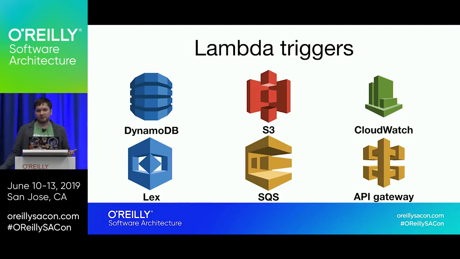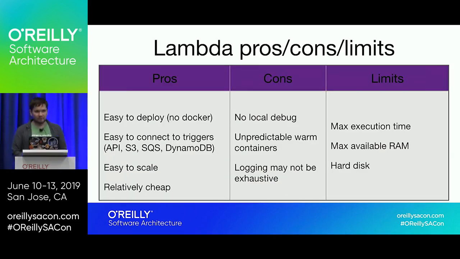What can act as Lambda triggers? Basically, a lot of stuff, from databases and file stores to APIs, to queues like SQS, and Lex, which is basically the platform for chatbots from AWS. So it's very convenient. You don't need to know Docker to deploy it. It's very easy to integrate with other AWS infrastructure. It's scalable, so you don't have to work on it, and it's relatively cheap. It's cheap if you have low quantities, but it doesn't have any economy of scale.